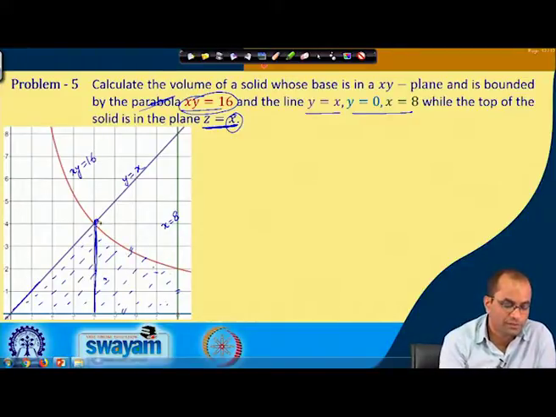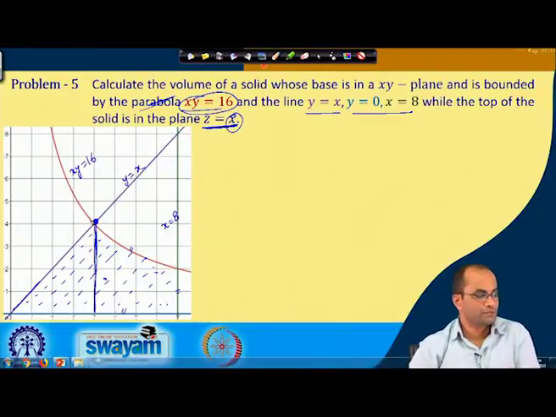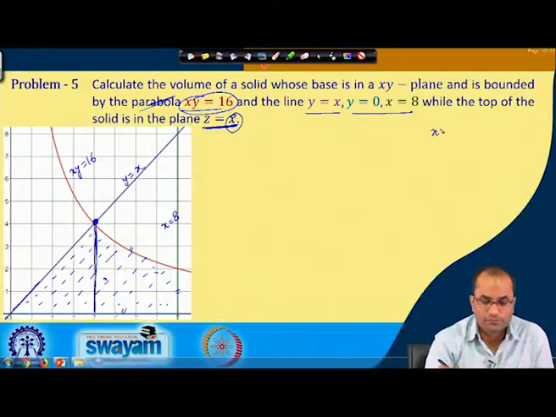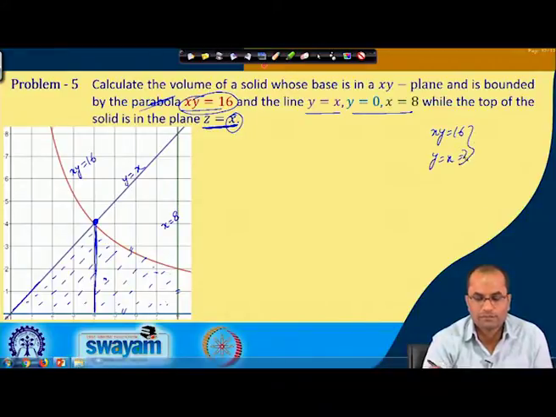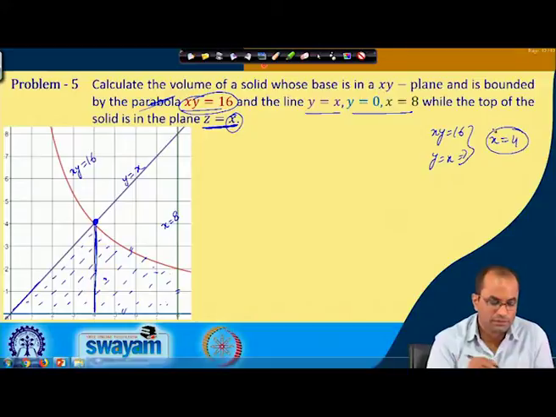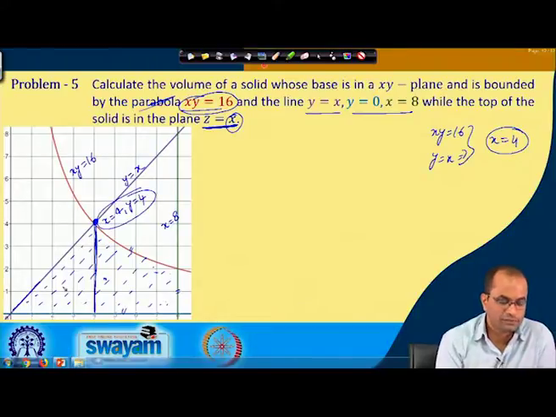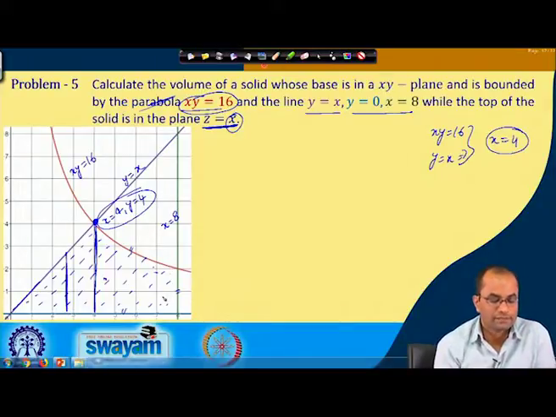So, what is this point here? The point of intersection is also important. This is y equals x and this is xy equals 16. Out of this we get x squared equals 16, so x is 4. So, this is exactly x equals 4 and naturally y equals 4. So, that is the point here. So, let us take now first the direction of y and then the direction of x.